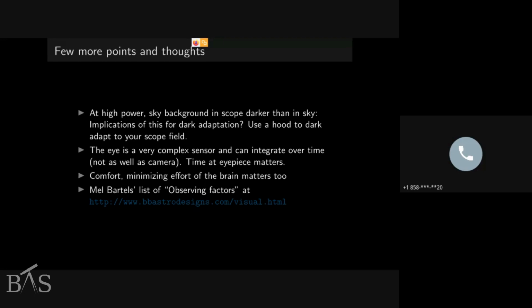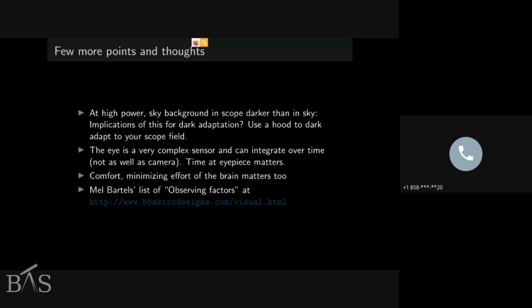A few more points. These are all random points of what affects observing. The eye is a very complex sensor, as we touched on in the last talk. It can integrate over time, just like a CCD camera that exposes for 6 or 10 seconds. The eye can also expose for longer durations, but it's not as effective as a CCD. I read up more about this, and apparently the exposure time of the eye can be as long as 6 to 10 seconds. So that's how long you should spend at least at the eyepiece.